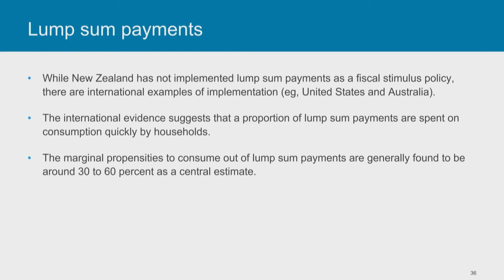While New Zealand has not implemented lump sum payments as a fiscal stimulus policy, there are international examples of implementation, such as in the United States and Australia. The international evidence suggests that a proportion of lump sum payments are spent on consumption quickly by households. The marginal propensities to consume out of lump sum payments are generally found to be around 30 to 60% as a central estimate. This literature is discussed in our draft working paper.